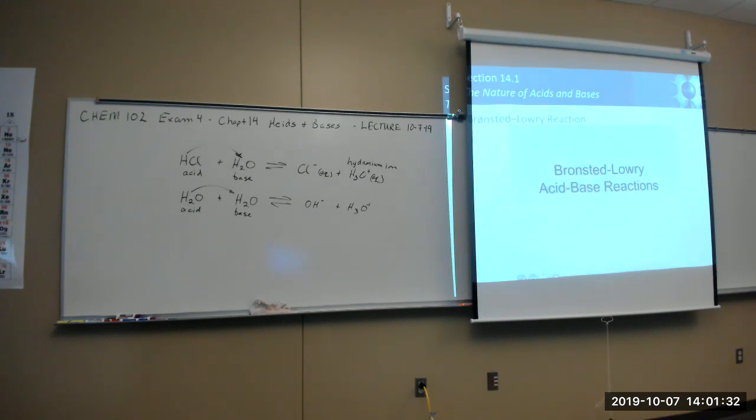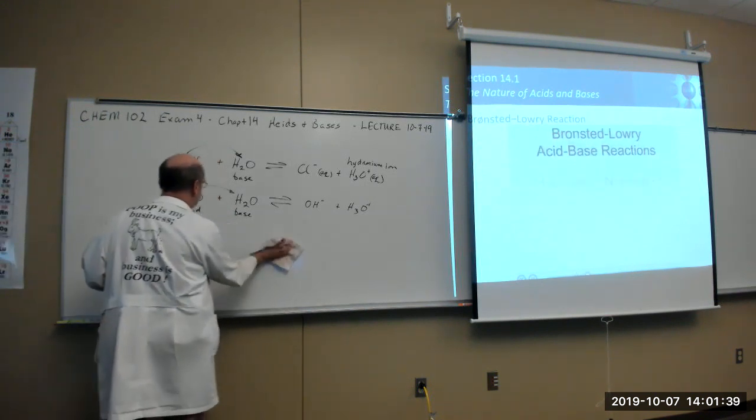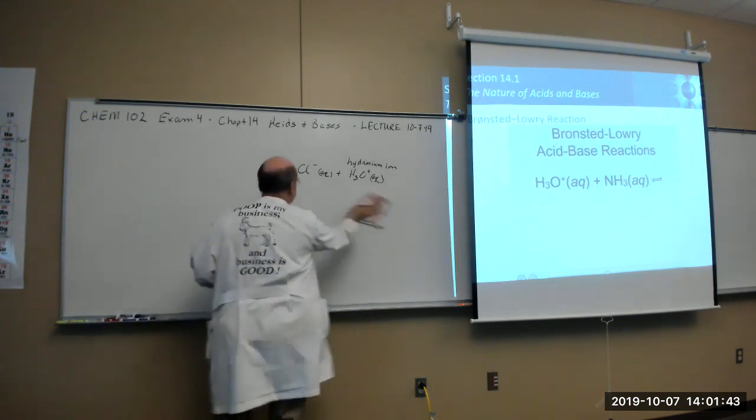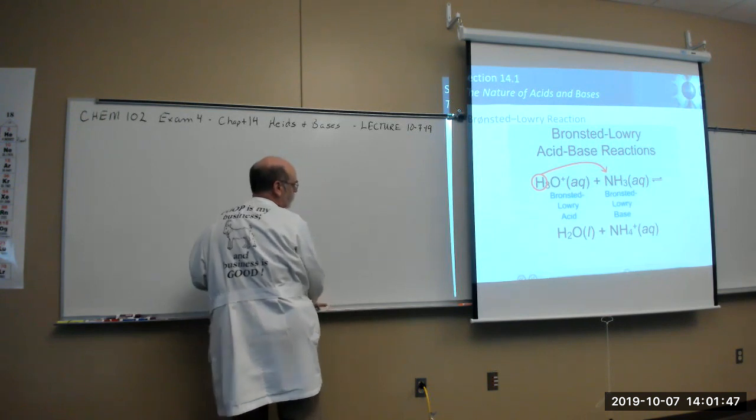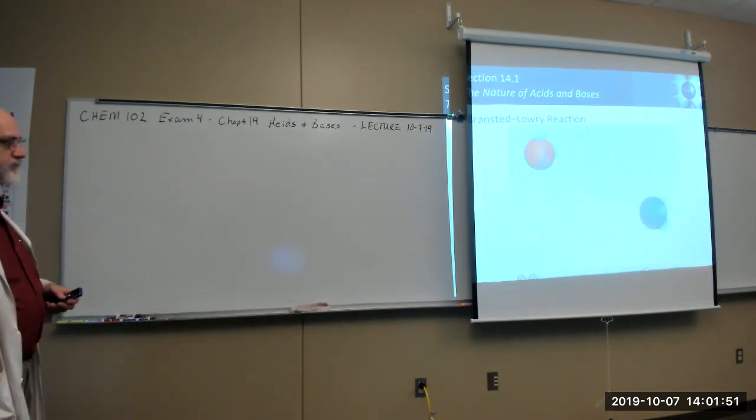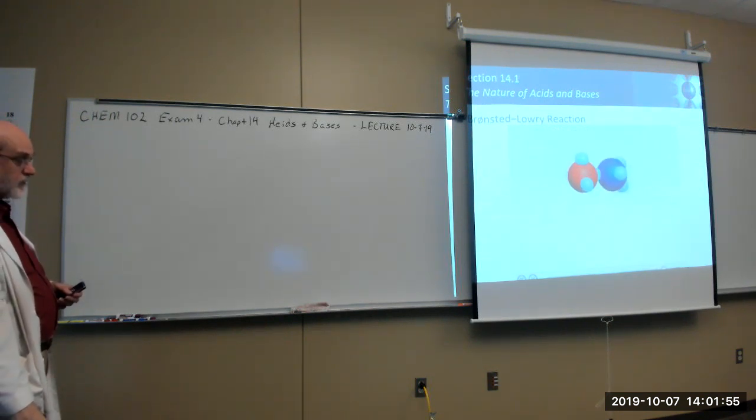The Bronsted-Lowry concept defines acids as proton donors and bases as proton acceptors. In the reaction of aqueous hydronium ions and ammonia molecules, the hydronium ion acts as the Bronsted-Lowry acid and the ammonia molecule as the Bronsted-Lowry base. The net effect is that of a proton transfer from hydronium to ammonia, forming water and the ammonium ion.